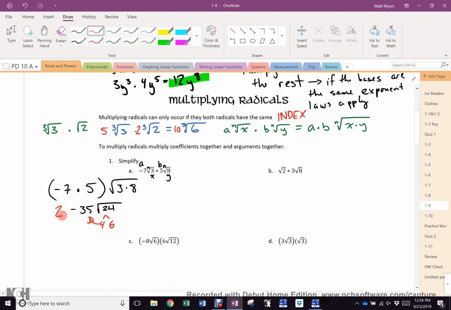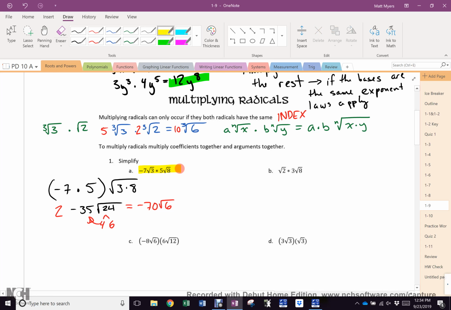2. So what do I do with these now? To get -70 root 6. Are we good? Everybody? Now, can anybody see somewhere in there where I could have simplified an even easier number than 24?